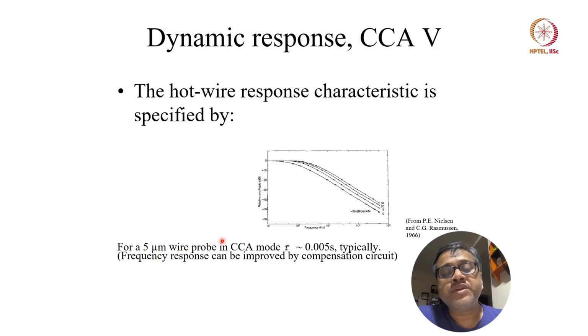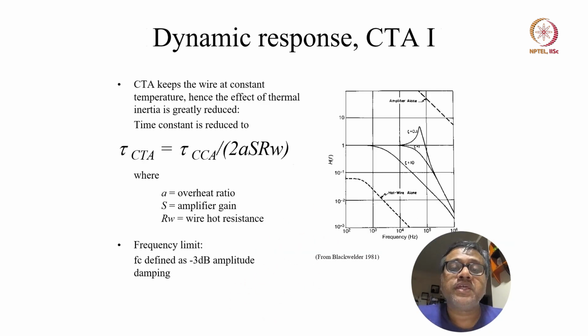So for a 5 micrometer hot wire probe in CCA mode, this time constant is about 0.005 seconds. Typically this can be improved further, but this is actually a low value. If you invert it, that is the kind of frequency that you are going to get. In CTA, as we know, the CTA keeps the wire at constant temperature. Hence the effect of the thermal inertia is greatly reduced, so the time constant is also reduced. The time constant of the CTA is equal to the time constant of the CCA divided by the overheat ratio, amplifier gain, and a bunch of other parameters.